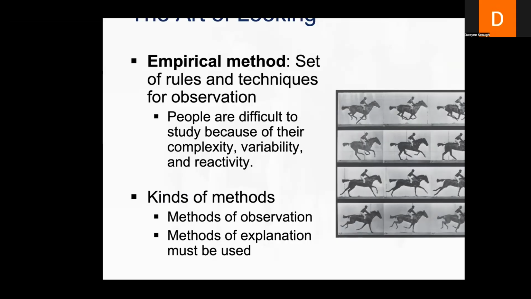There are different kinds of methods of observation, and methods of explanation must be used. What explains what we've observed? It wasn't until still photography was created that we could take successive photographs of a horse running, and you'll see that the majority of the images show that at some point in time, there's at least one hoof on the ground. But in three of those images, they're all suspended in the air.